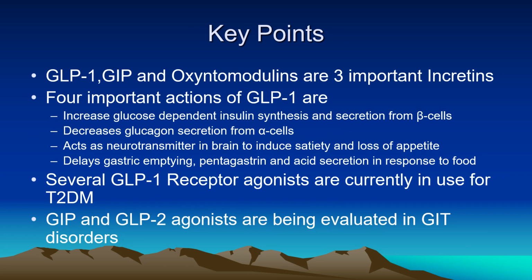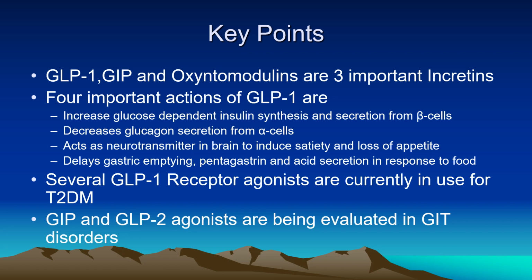Therefore, the key points of this discussion today are that GLP-1, GLP-2, GIP, and oxyntomodulin are the important incretins, and among them, GLP-1, GIP, and oxyntomodulin are three important incretins. Now, the four important actions of GLP-1 are characterized, and these include increased glucose-dependent insulin release from the beta cells, decreased glucagon secretion from alpha cells, and acting as a neurotransmitter in the brain to facilitate satiety and decrease appetite, and therefore promote weight loss.